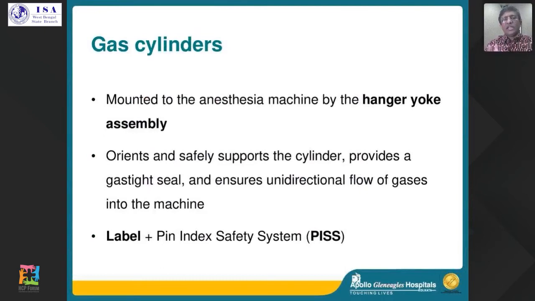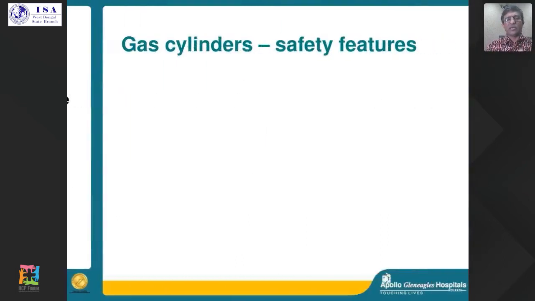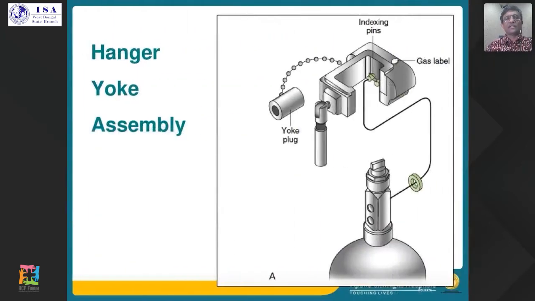It is mounted to the machine by a hanger yoke assembly, which orients and safely supports the cylinder, provides a gas tight seal, and ensures unidirectional flow of gases. The safety that you cannot attach a wrong cylinder at the wrong place at the hanger yoke assembly is taken care of by color coding, labeling, and the pin index safety system, which is known as the PISS. So this is what it has.